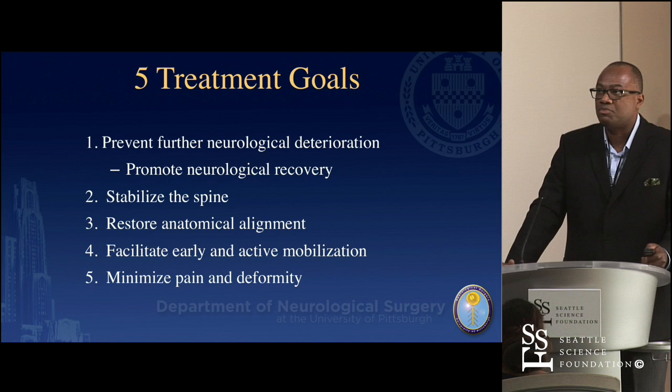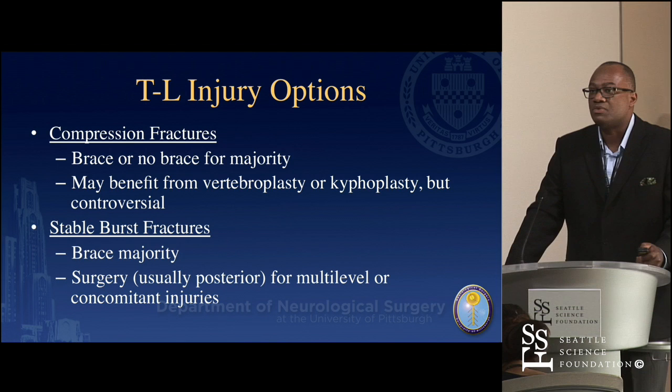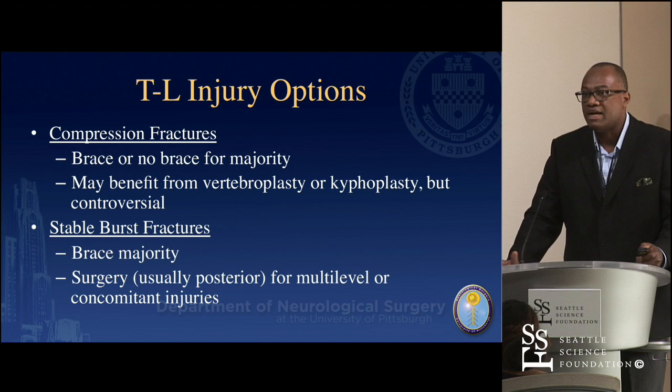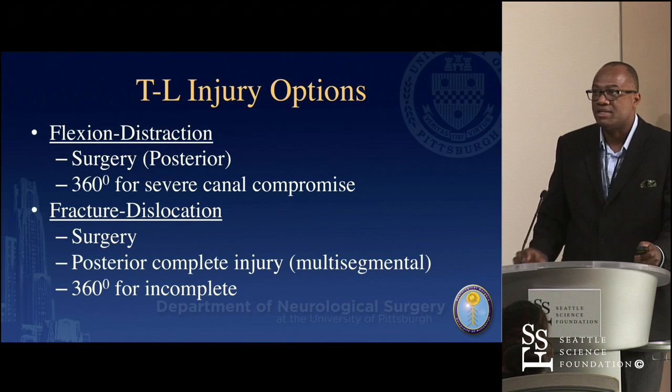So options, and really it boils down to compression fractures, brace, vertebroplasty, kyphoplasty, versus just allowing the patient to recover on their own, stable burst, brace for the majority. My obese patients typically have a healthy discussion as to whether they're going to be compliant. And also for the unstable burst, we have to consider front, back, anterior, posterior surgeries and chance fractures, or those with metabolic bone disease, I highly consider avoiding brace unless they are really frail.